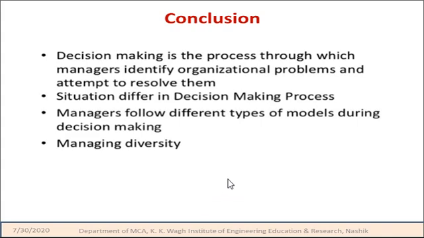So, the conclusion or summary of today's lecture is that decision making is the process through which a manager identifies organizational problems and attempts to resolve them. It is nothing but identifying the different situations we face in order to perform the decision making process. Managers follow different types of models during decision making, and they should manage diversity. That means they should know the different factors that affect the decision making process. Then only may that particular manager be successful in his life. This is all about decision making, the introduction to decision making.